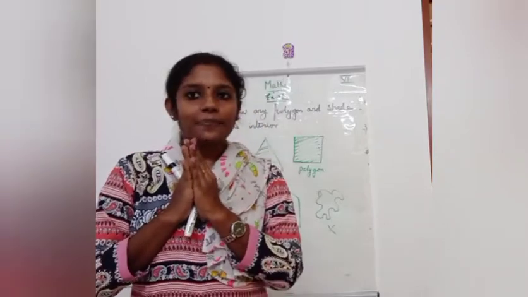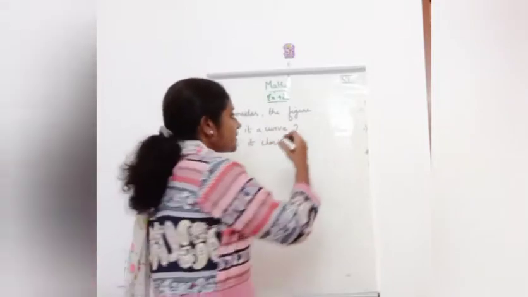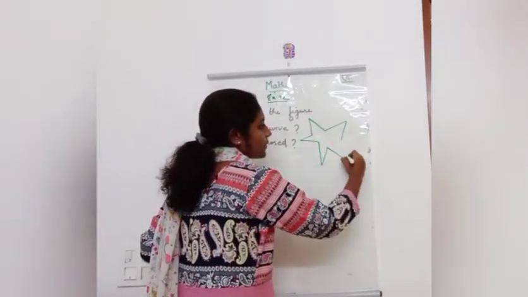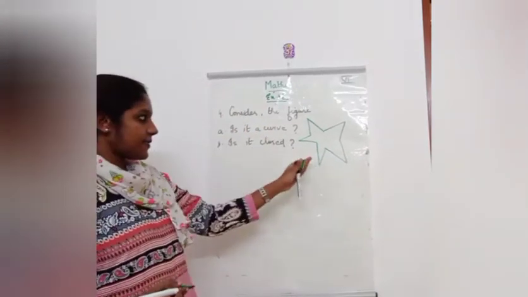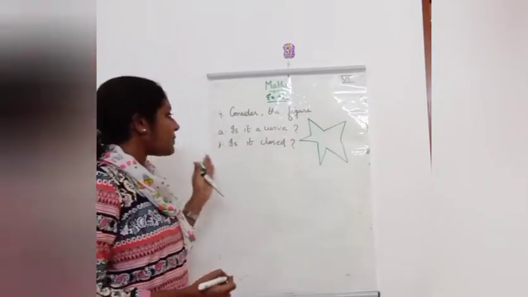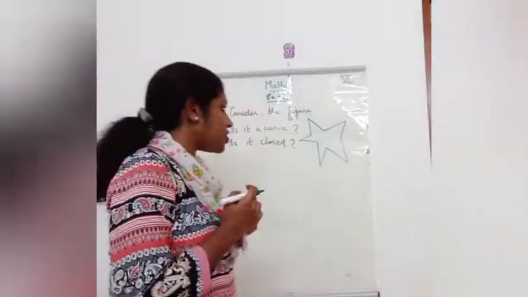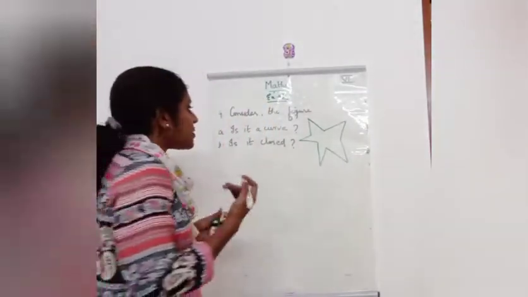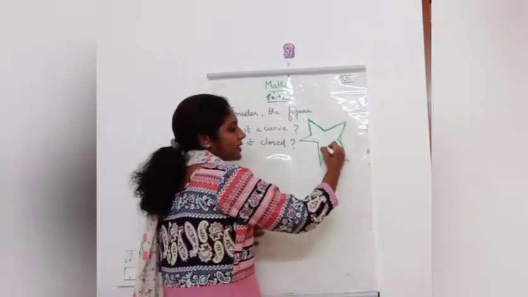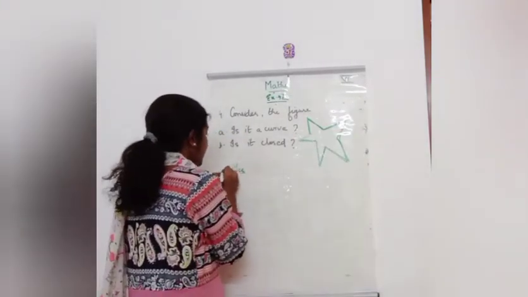Keep it in mind. Now we will move to the fourth question: consider the figure. A figure like this is given in the textbook. Consider this figure. Is it a curve? And is it closed? You have to find the answer. Obviously this is a curve, because we are drawing with a pencil. So yes, it is a curve. The answer to the first question is yes.